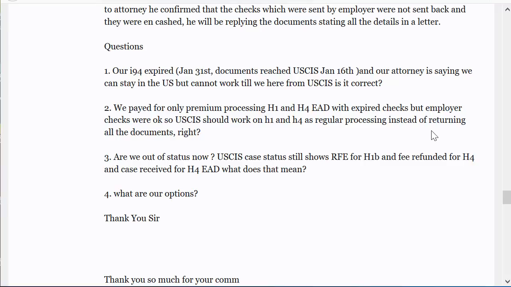Really, the ultimate result of this is either you get status within the USA or you have to travel outside the USA for a visa stamping within 180 days. So we'll see how it goes. I wouldn't be surprised if they approve your status within the United States. There is some healthy chance.